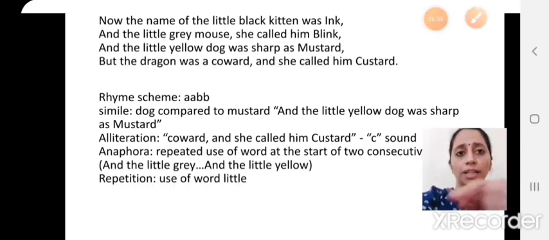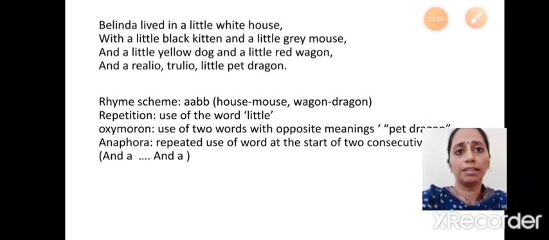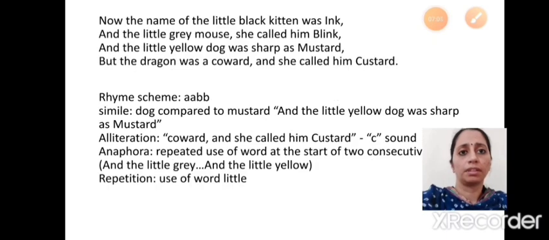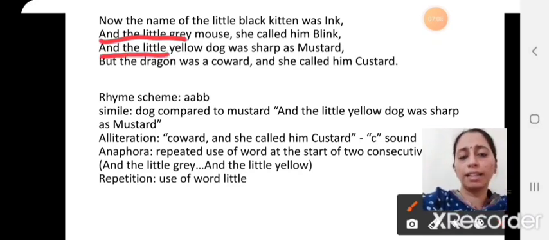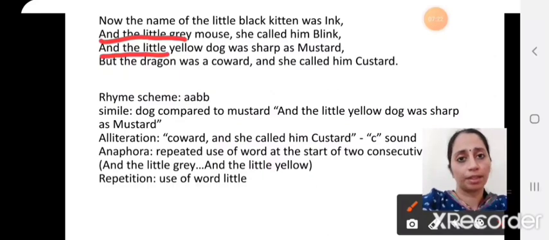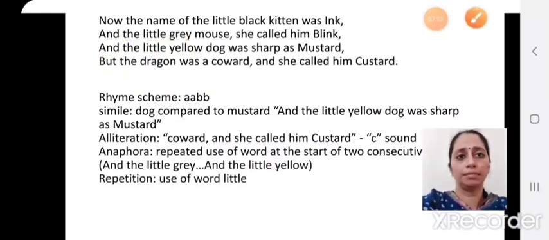Next again we have anaphora. What's an anaphora? Look at this. And the little, and the little grey mouse and the little. So can you see and the little is repeated? So that is anaphora. And then again the use of the word little we can see over here. So that is repetition. Clear? Moving on to the next stanza.